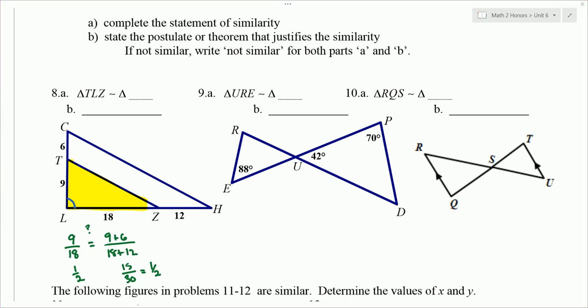So these are similar by side angle side similarity. Because we had two sides, the two sides that make up the angle, are proportional, and then the angle is congruent to itself. So TLZ is going to, we've got to worry about the ordering here. T corresponds to C, L corresponds to itself, and Z corresponds to H.